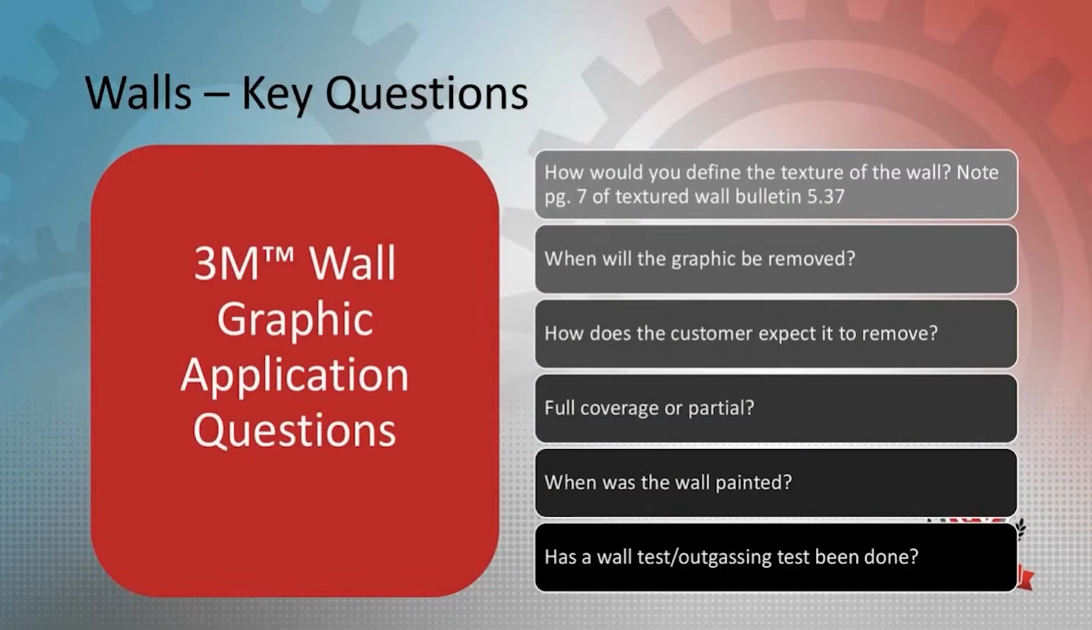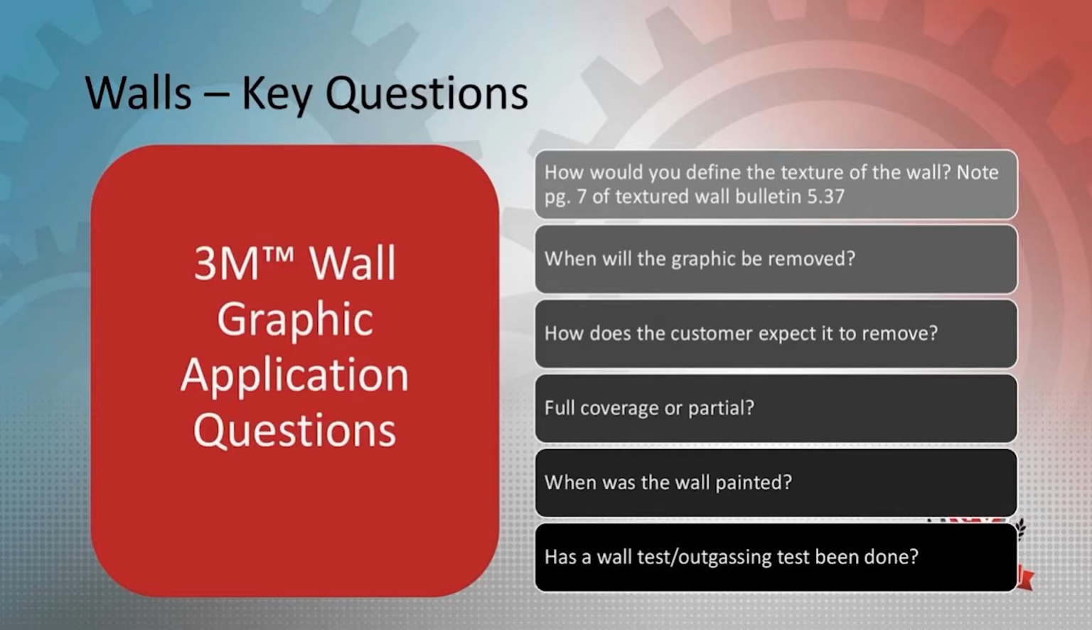And if any of you have ever done wall graphics, it can be the most challenging type of application that we do. So there are certain questions you want to make sure you ask your customers so all the proper expectations are met. You want to find out, first of all, what is the texture of the wall? We do have a wall bulletin either online on our website or in our 3M Cosmo app. There are a variety of places that you can find this wall bulletin. It's 5.37, and that will help define the texture of the wall if you're not really certain.